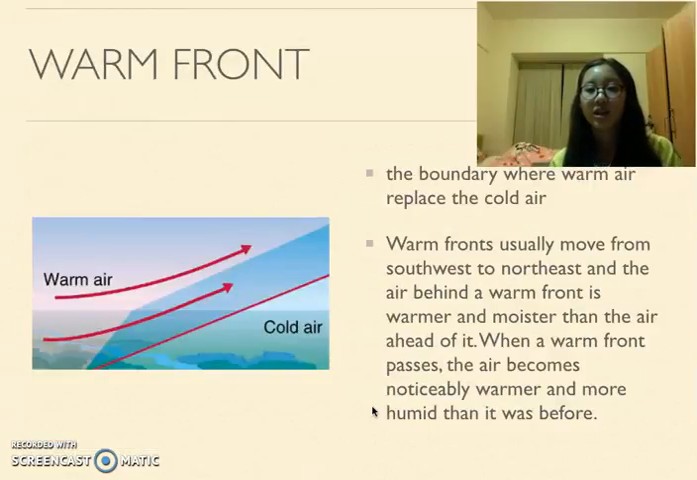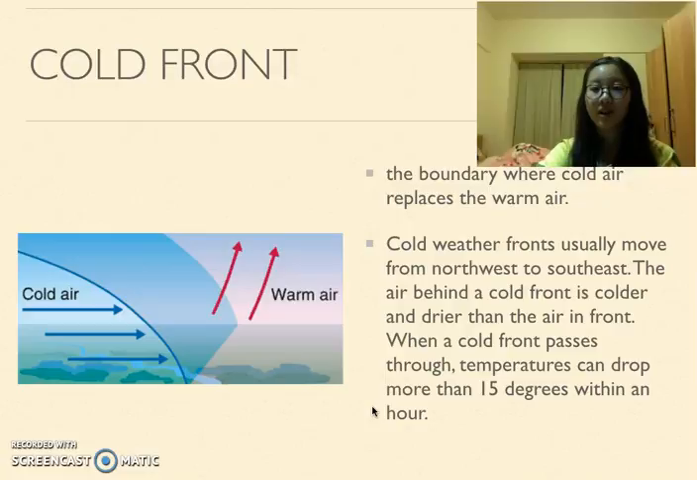Weather front is a boundary where warm air replaces the cold air. Warm fronts usually move from southwest to northeast, and the air behind the warm front is warmer and moister than the air ahead of it. When a warm front passes, the air becomes noticeably warmer and more humid than it was before.